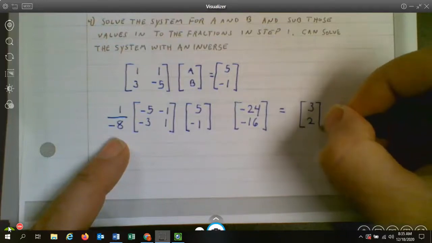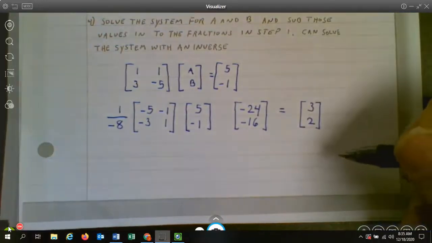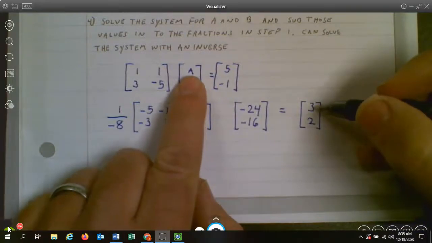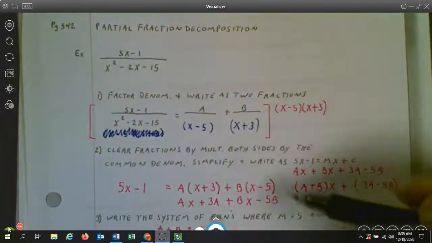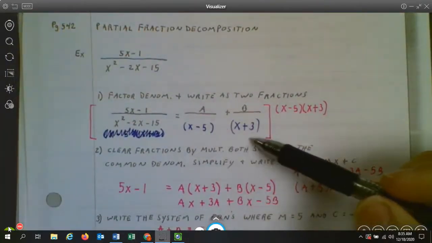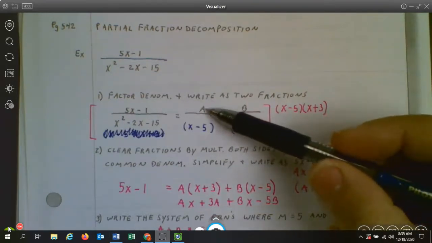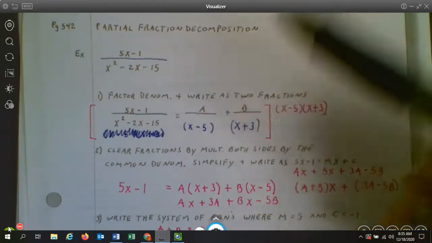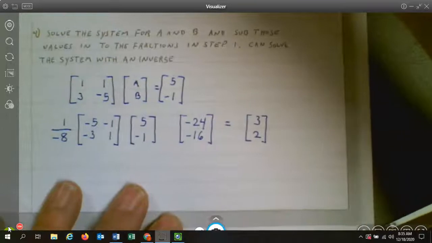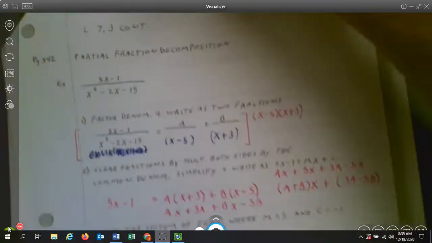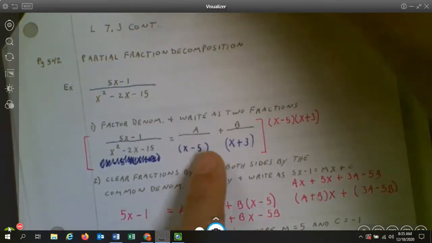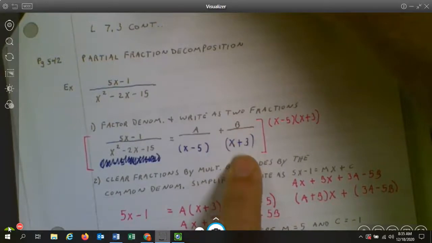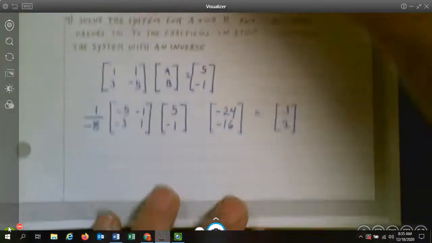And here we go. So keep in mind what all this represents. This is my value for A. This is my value for B. So now I can go back up to this and plug those in. So I can now replace my A with the 3, replace my B with a 2. I'm trying to get all this on here for you so you can see it. Let me write it from here. So I'm going to write this as 3 over x minus 5 and 2 over x plus 3 to finish it off.